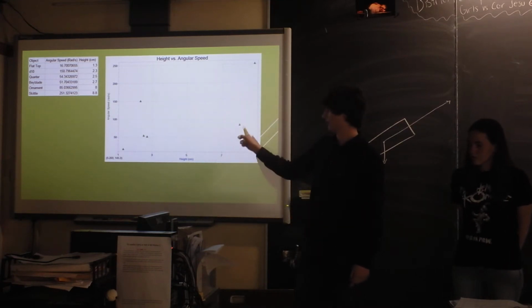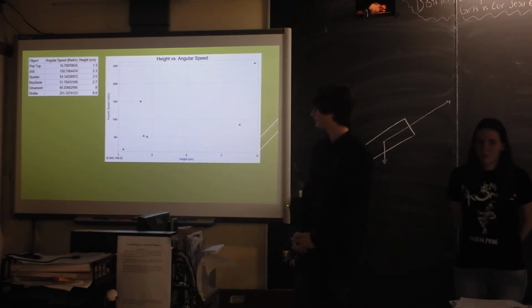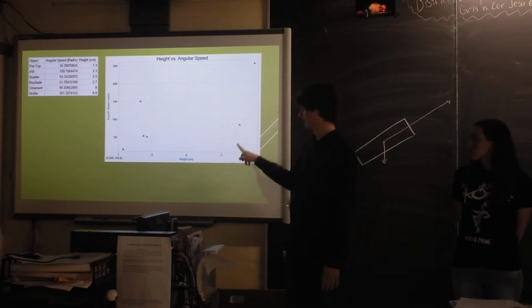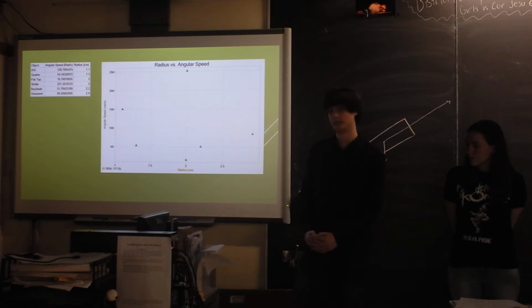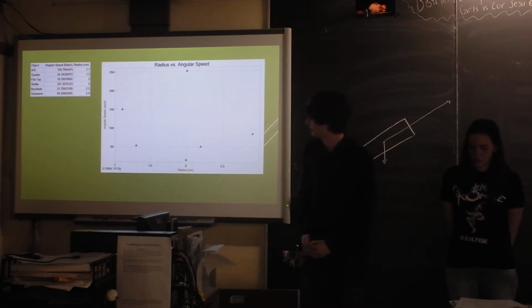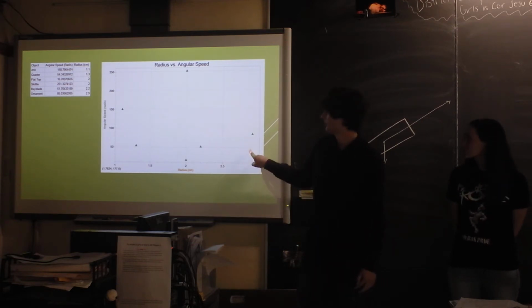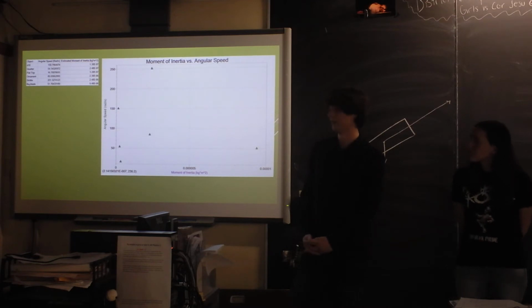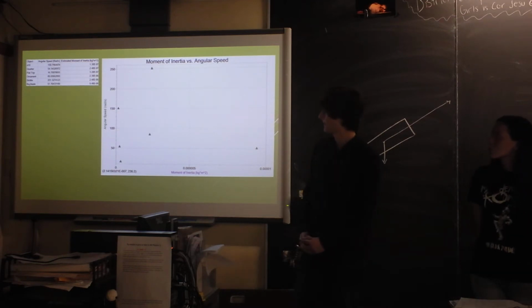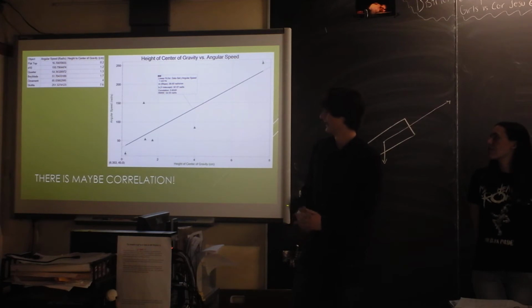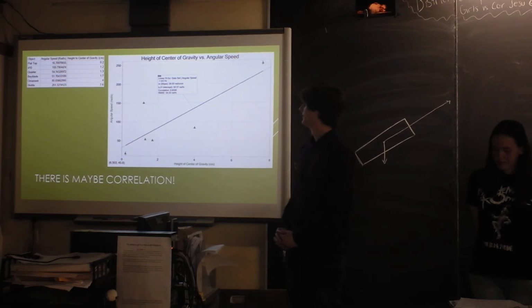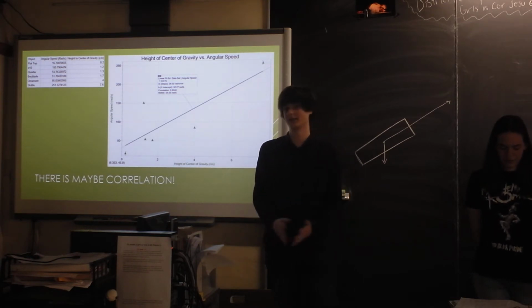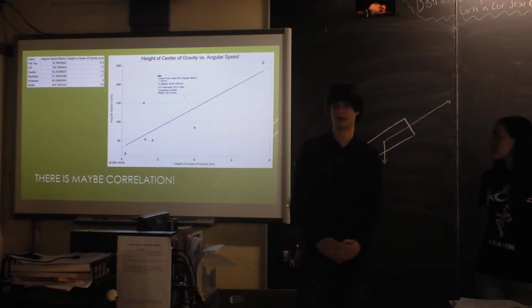And height is the same thing. There's one all the way over here and here, if you can't see from back there. Doesn't really have a correlation. And again, radius, even less of a correlation. Same thing with moment of inertia. And this is height of center of gravity versus angular speed. It's not that pretty, but we think there's correlation.